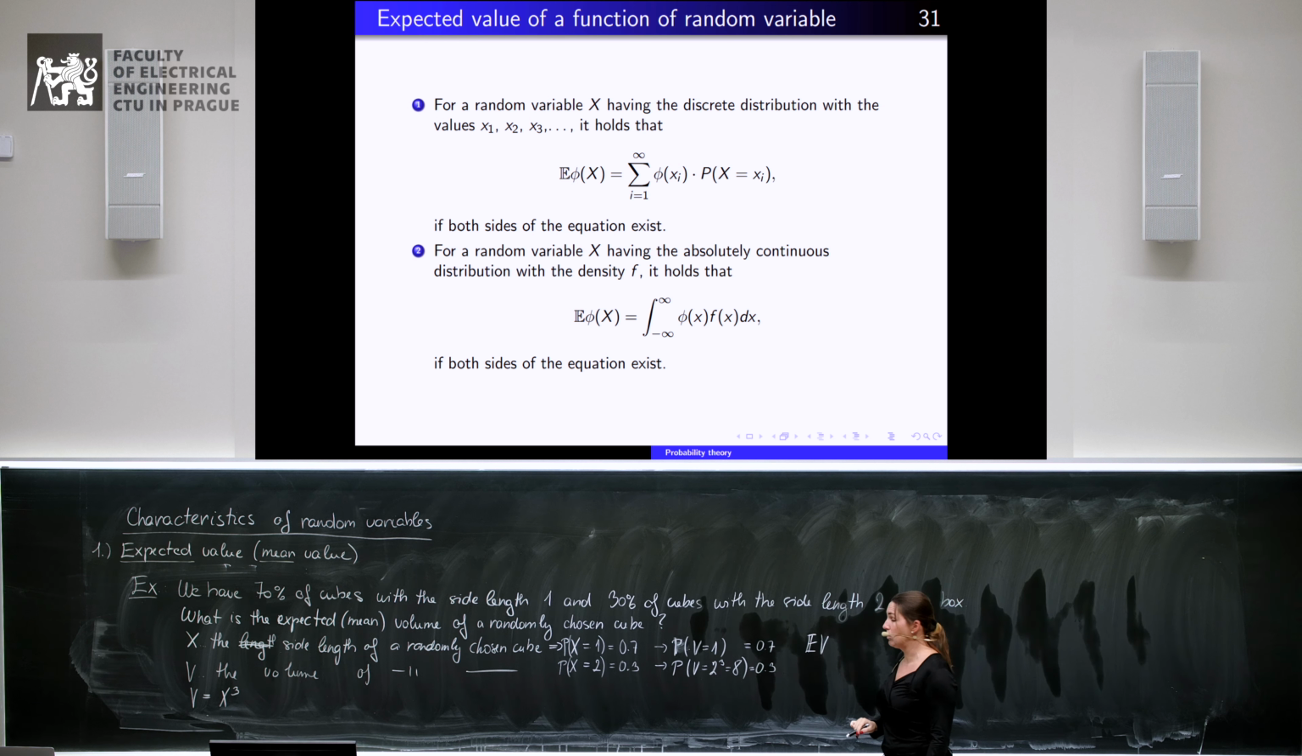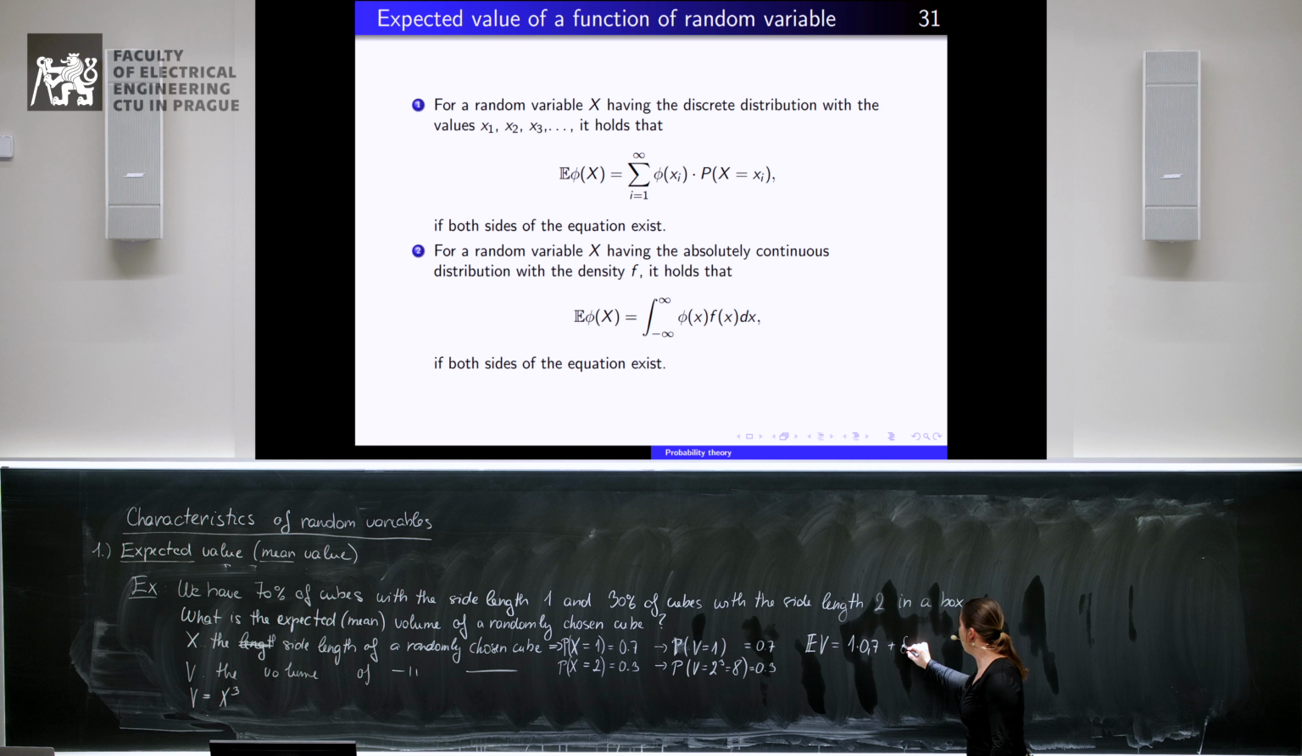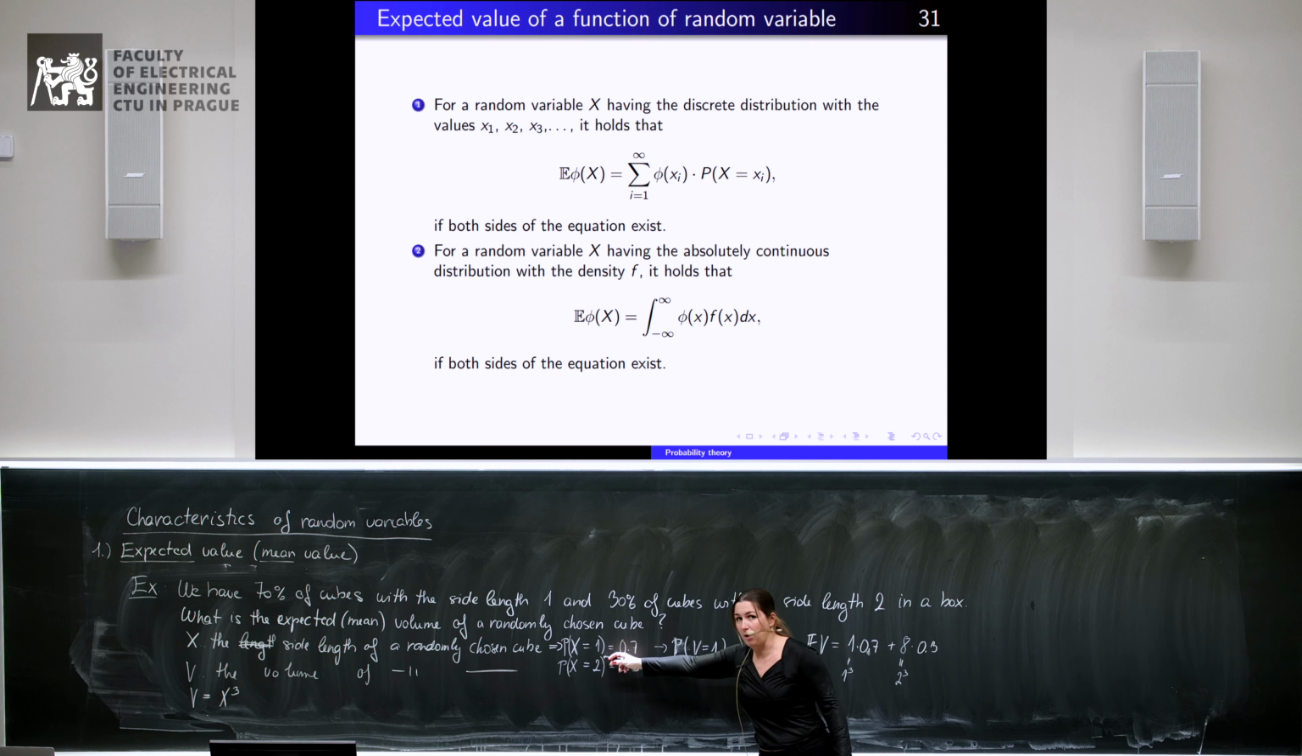So the expected value of B is 1 times 0.7 plus 8 times 0.3. This one is in fact 1 powered by 3. This 8 is equal to 2 powered by 3. And so in fact what we did, we knew the probability distribution of the side length.